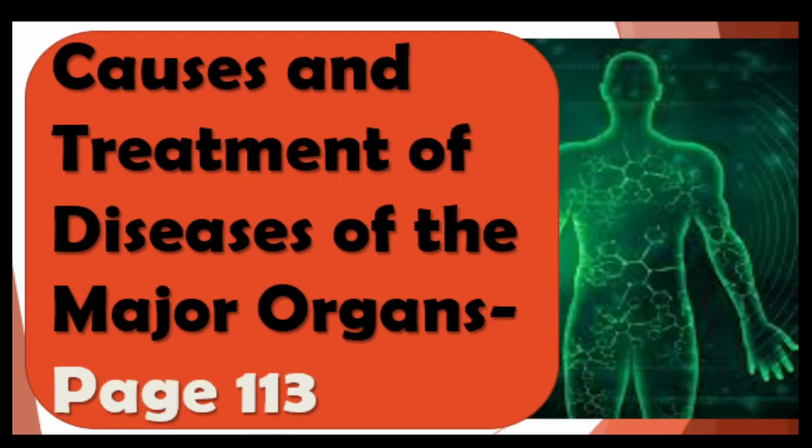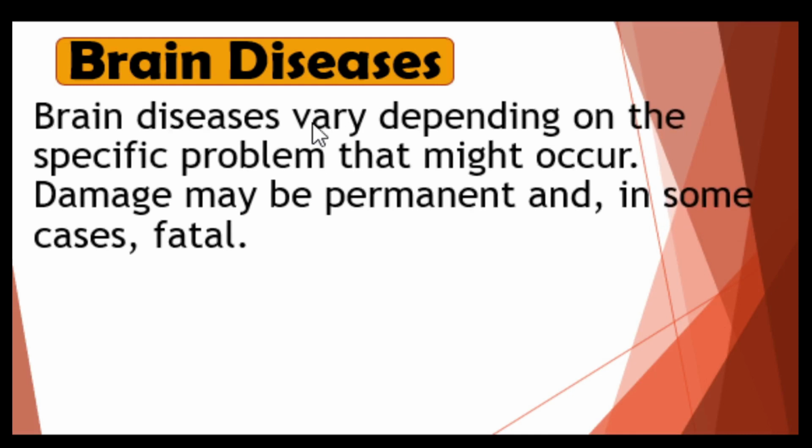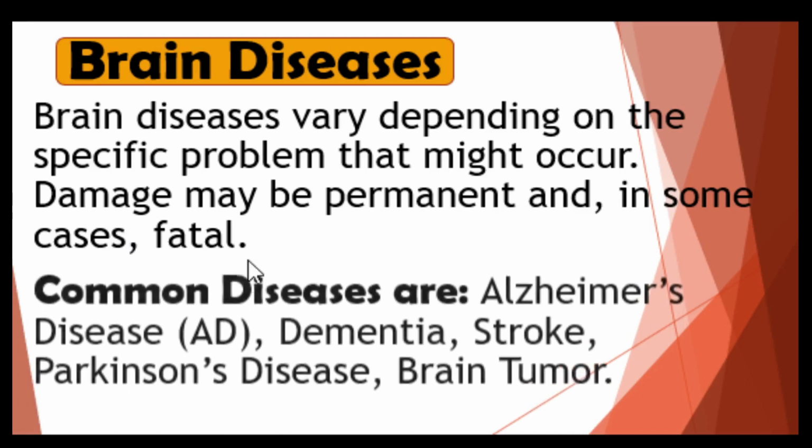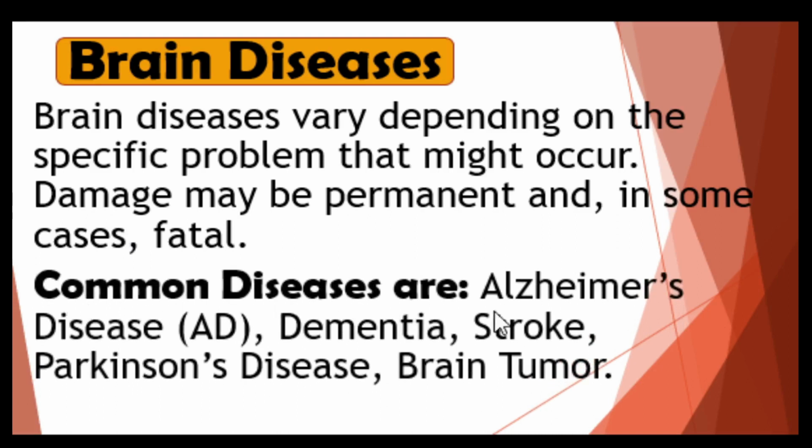Class, for today's lesson, you will be learning about the causes and treatment of the diseases of the major organs. This lesson can be found on page 113. This time, we will be learning about the brain diseases. Brain diseases vary depending on the specific pattern that might occur. Damage may be permanent and in some cases fatal. Common diseases are Alzheimer's disease, dementia, stroke, Parkinson's disease, brain tumor.